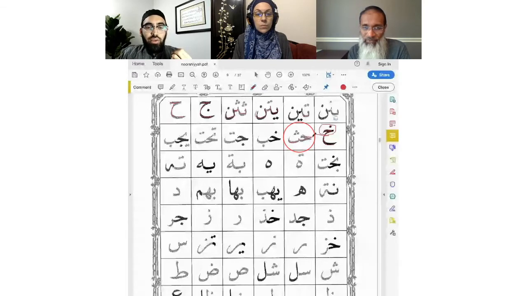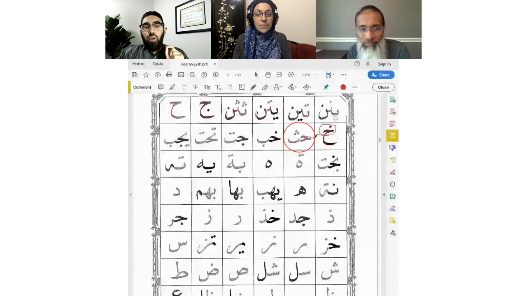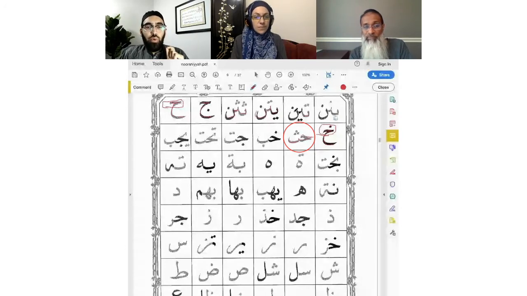Okay, so what letter is this? What do you think this is? This little claw, right? It looks like a claw, like a bird claw almost. What is that? That is ha. And the reason I know it's ha is because it's the top half of the letter ha, and there are no dots. If there was a dot, then it could be jim or kha. But because there's no dot, that's going to be ha.